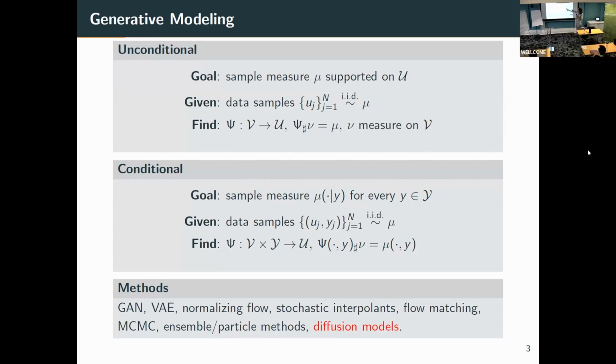And so my goal will be to find such a transport map, and this transport map will be defined in some way. And I'm going to allow this transport map to even define a coupling, so to be stochastic, if you want. Okay. So this is the general notation of the problem.